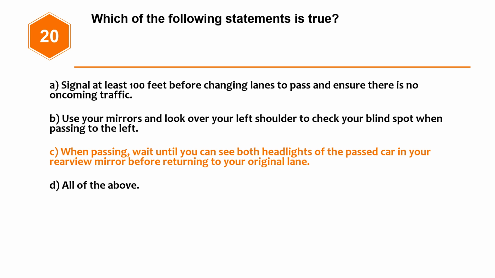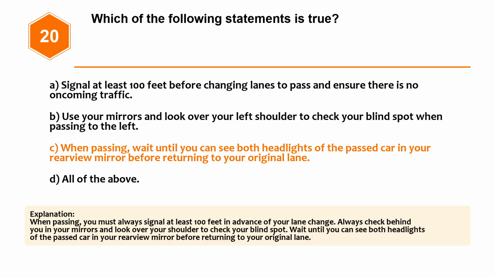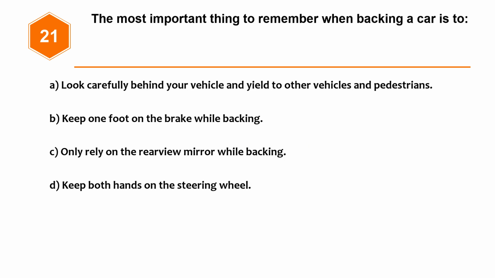The correct answer is option C. When passing, wait until you can see both headlights of the passed car in your rearview mirror before returning to your original lane. Explanation. When passing, you must always signal at least 100 feet in advance of your lane change. Always check behind you in your mirrors and look over your shoulder to check your blind spot. Wait until you can see both headlights of the passed car in your rearview mirror before returning to your original lane.